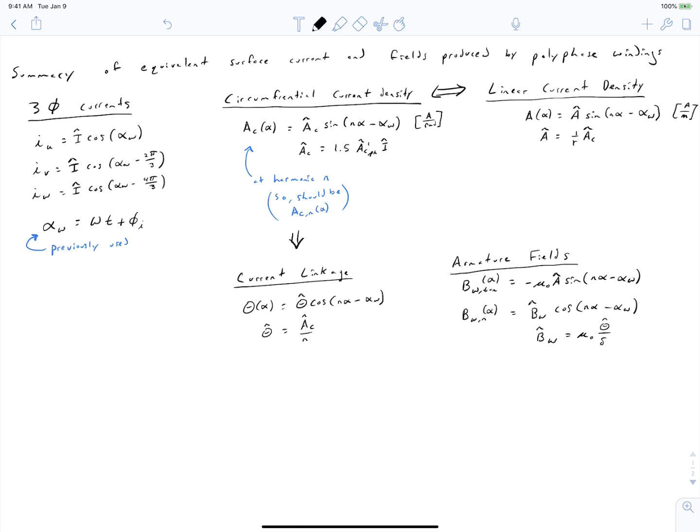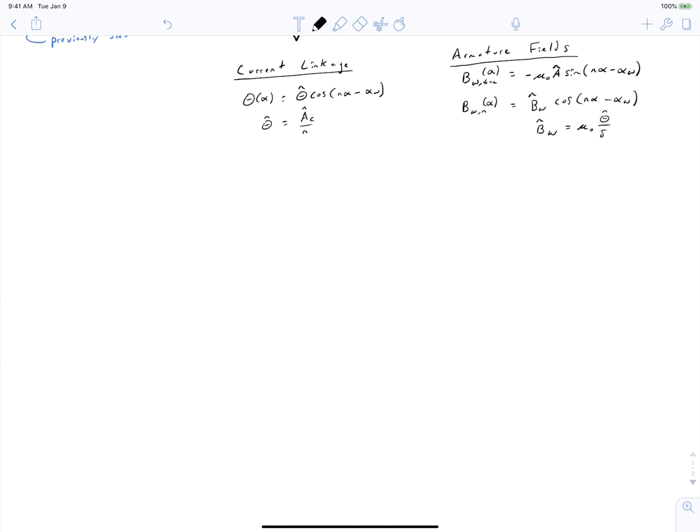Now we're going to introduce one more quantity. We're going to talk about the magnetizing field of the motor.